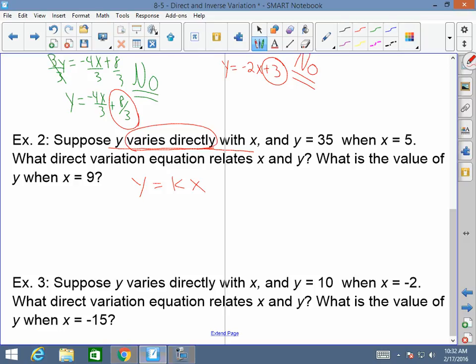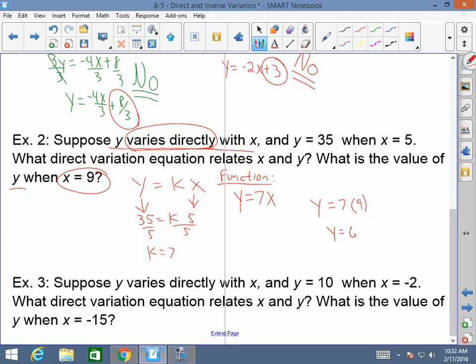So they tell you that y is 35. That equals k times x, which they say is 5. So I divide by 5 to both sides, so k equals 7. Now my function is y equals k, which is 7x. That's my function. Now that I have my direct variation function, I can plug in and find y. What is the value of y when x is 9? Y equals 7 times 9, so y equals 63.